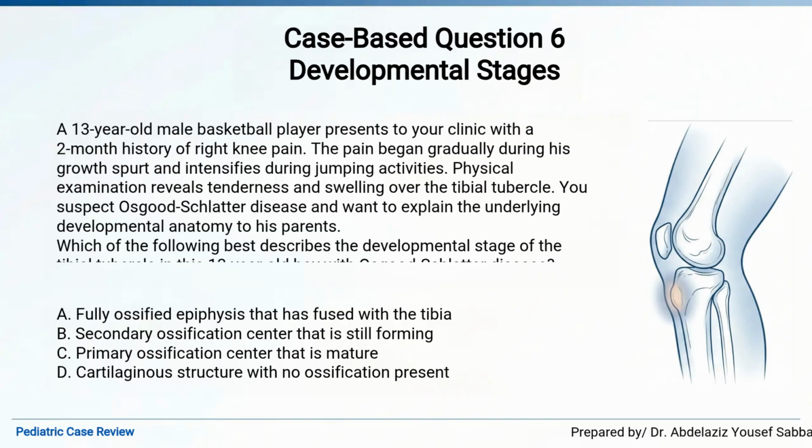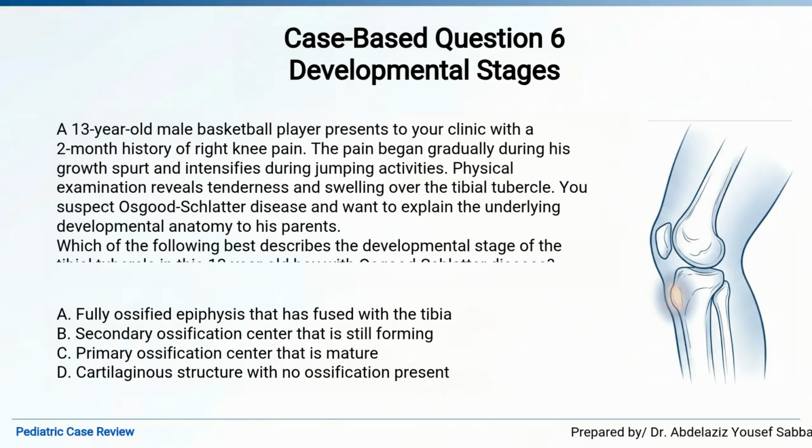Case 6. Developmental stages. A 13-year-old male basketball player presents to your clinic with a 2-month history of right knee pain. The pain began gradually during his growth spurt and intensifies during jumping activities. Physical examination reveals tenderness and swelling over the tibial tubercle. You suspect Osgood-Schlatter disease and want to explain the underlying developmental anatomy to his parents. Which of the following best describes the developmental stage of the tibial tubercle in this 13-year-old boy?